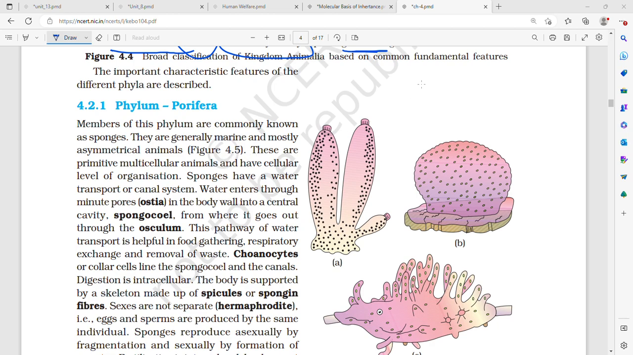Then coelom or body cavity. From Porifera till Platyhelminthes, all of them are acoelomate. Then Aschelminthes is pseudocoelomate, and from Annelida till Hemichordata, all of them are eucoelomate or coelomates. Out of those also, Annelida, Arthropoda and Mollusca are schizocoelomate, whereas Echinodermata and Hemichordata are enterocoelomate.